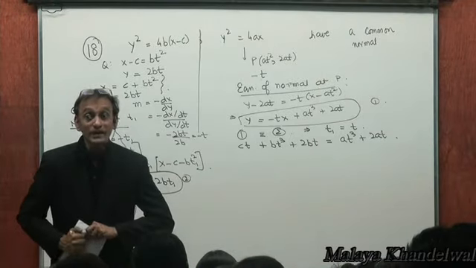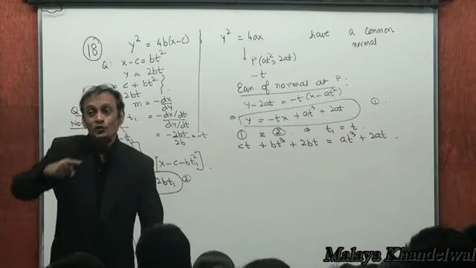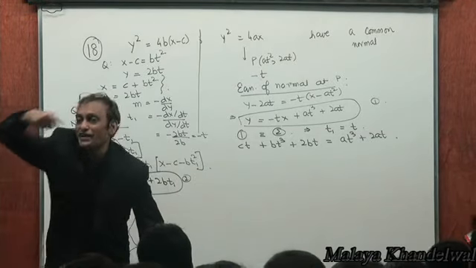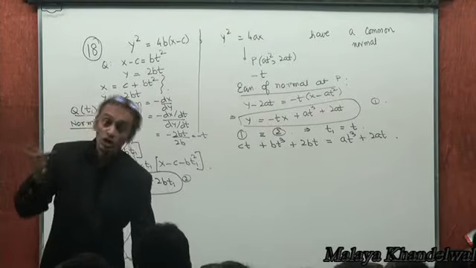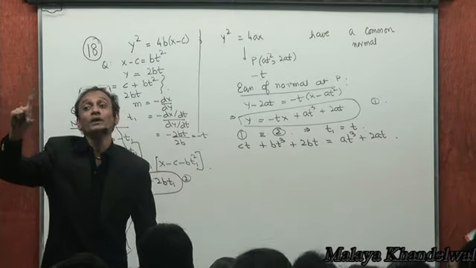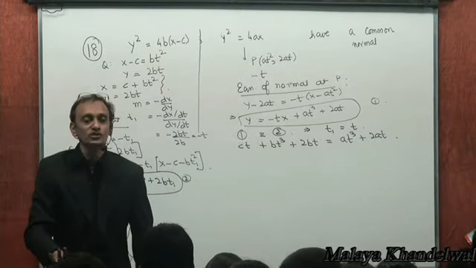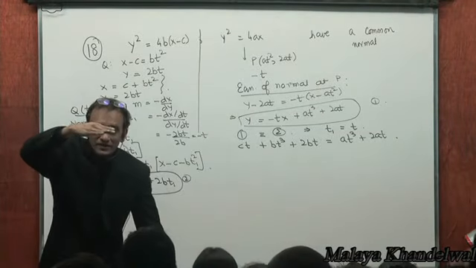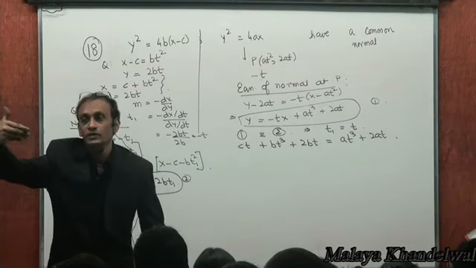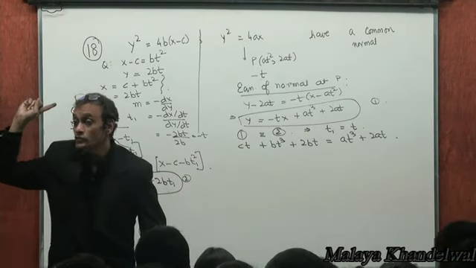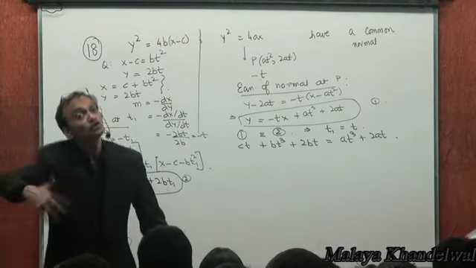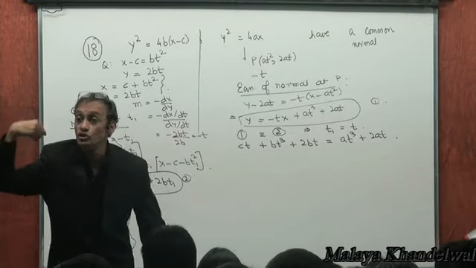T equal to 0 will represent the vertex. The normal drawn at the vertex will be the axis of the parabola. That's a common normal for sure, since in this case they have a common axis. But that's not the normal that we are seeking. We are seeking a normal other than the one at T equal to 0. So T equal to 0 is ruled out.